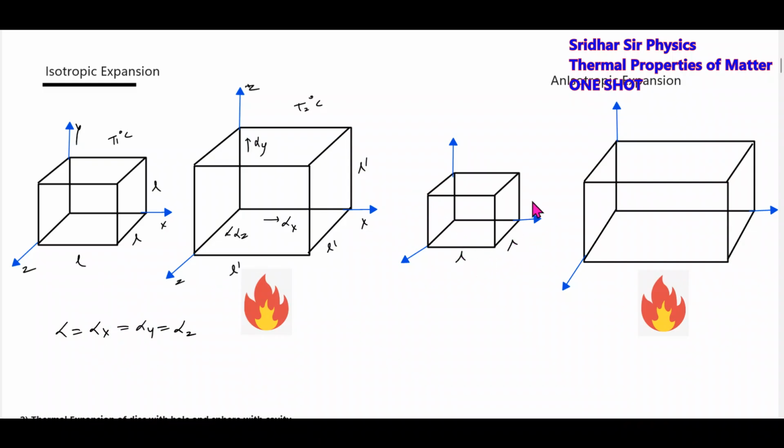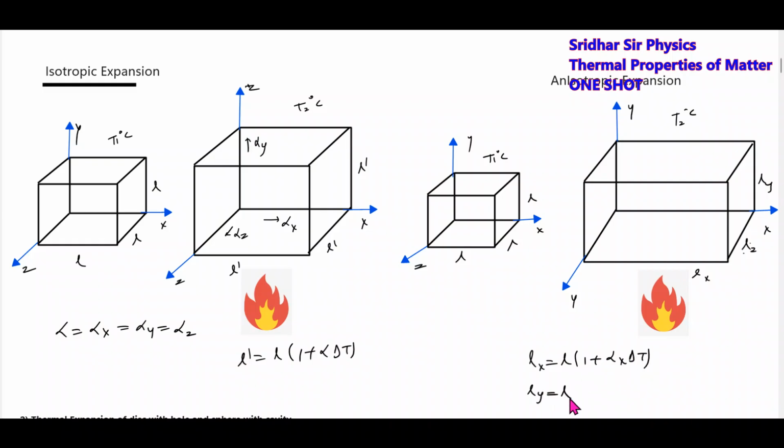Similarly, this was the length of the object, a cubical object. Initially the temperature is T1 degrees Celsius. I'll supply heat and the temperature will become T2 degrees Celsius. Then the substance will have different lengths Lx, Lz, Ly. Here we write L dash equals L into 1 plus alpha delta t, but here it's not like that. Lx equals L into 1 plus alpha x delta t, Ly equals L into 1 plus alpha y delta t, Lz equals L into 1 plus alpha z delta t, where alpha x is not equal to alpha y, not equal to alpha z.